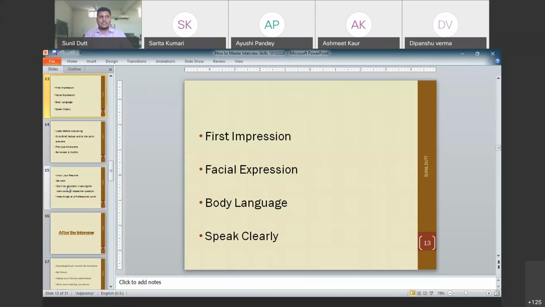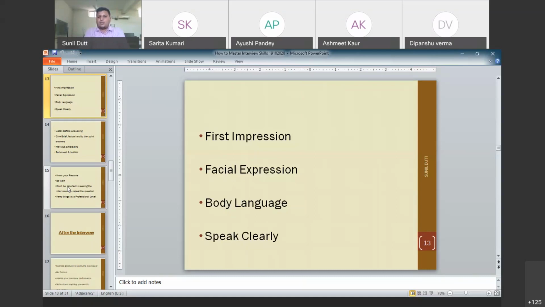This should not be like. Don't be nervous. Be relaxed, calm, composed. Even if you're nervous, try to stay composed. Body language should not be too loose, should not be too contracted.